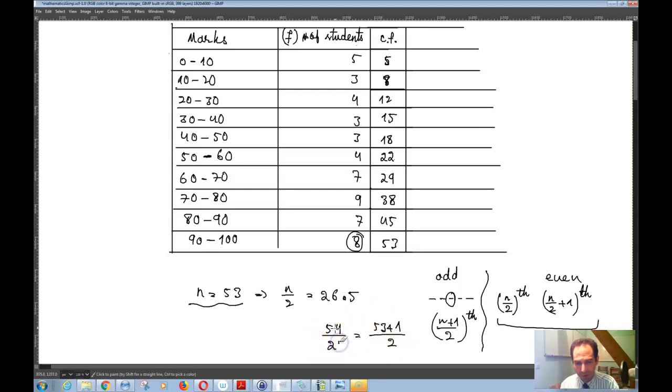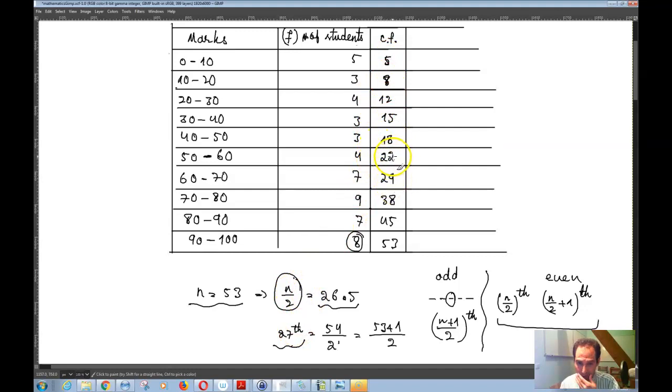54 divided by 2 is equal to 27. So the 27th observation would of course be greater than 26.5. That's why we said we have to find n divided by 2, and then go for the cumulative frequency which is greater than n divided by 2. Then you simply keep looking for the 27th observation in the cumulative frequency.